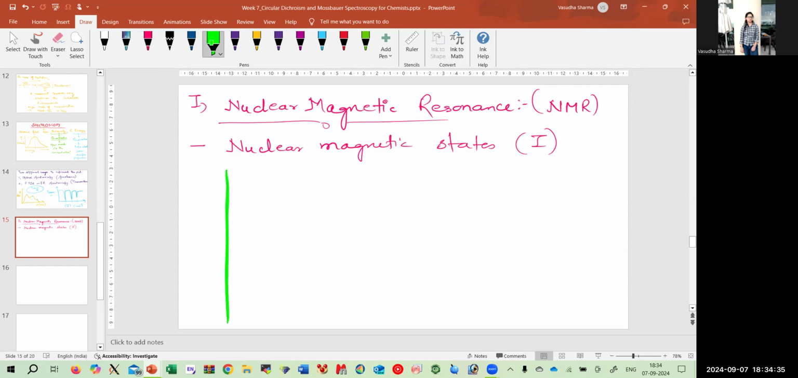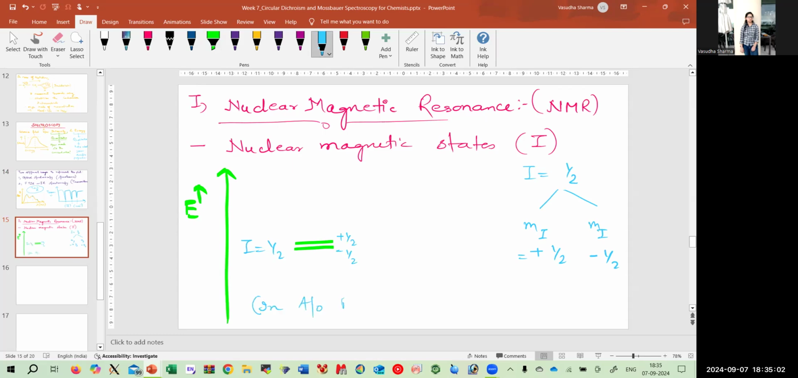So if we have energy going this way and we have one state, taking I equals 1 by 2, it can have Mi plus 1 by 2 and Mi minus 1 by 2. So the plus 1 by 2 and minus 1 by 2 for I equals half, in the absence of the field, would remain degenerate. There won't be any splitting of these states.